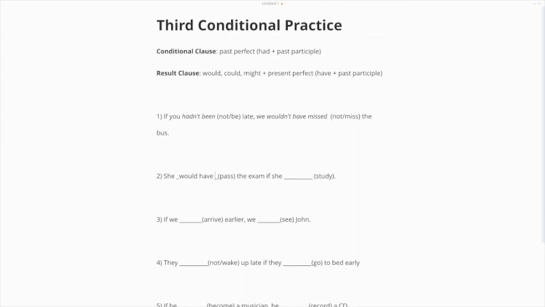Again, we have a regular verb, so it's going to be really simple. And we're going to use the ed at the end. She would have passed the exam if she. Here we are on the conditional clause because we start with the word if. So this next one, we're going to use the past perfect of the word study. So remember, for the past perfect, we start with had.